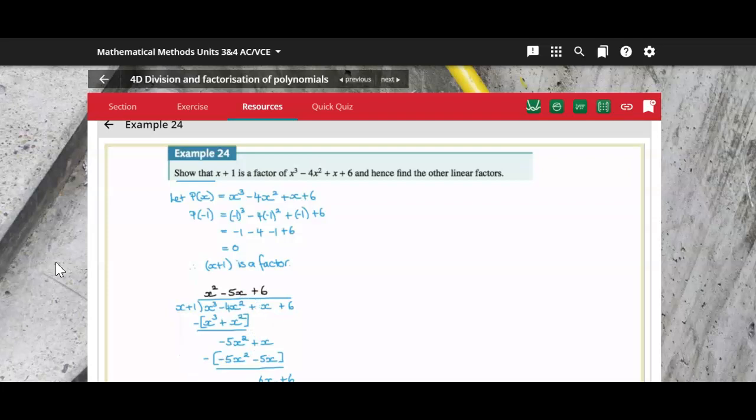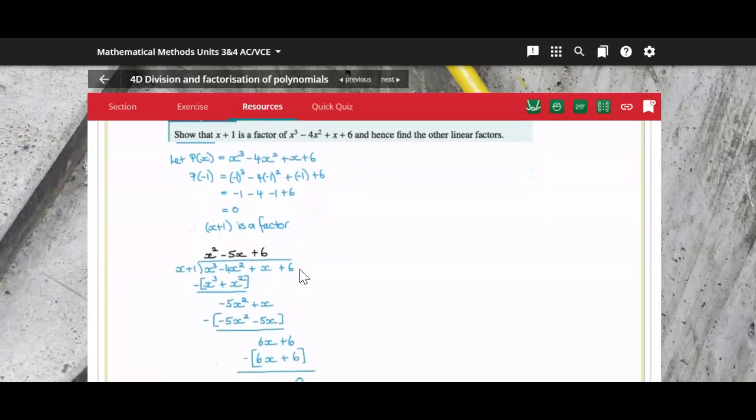My next step is to say 6 times this out the front, and I'm going to write that underneath. So 6 times x is 6x, and 6 times 1 is 6. Now, if you've completed this correctly, you should always end up with a 0 down the bottom because we expect there to be no remainders if x plus 1 is a factor. So what does that tell us?